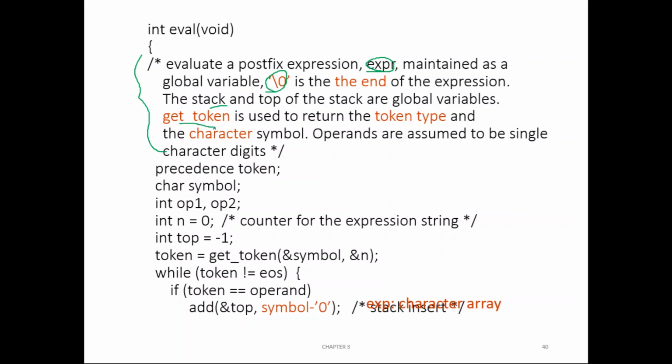And get token is used to return a particular token, one character. It will return one character, and that will be stored in a character called symbol. And operands are assumed to be single digit. So with this understanding, let us see how we can evaluate a postfix expression.